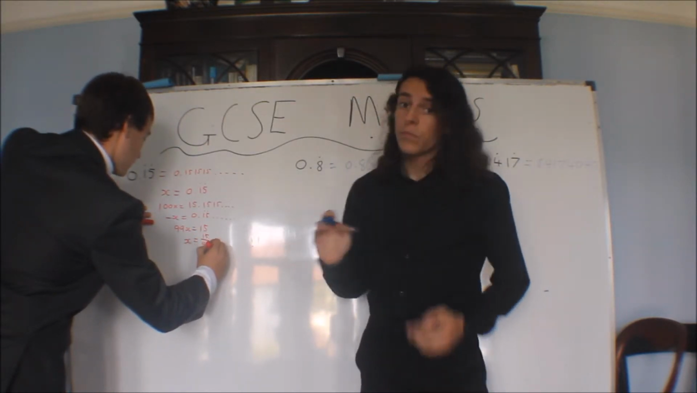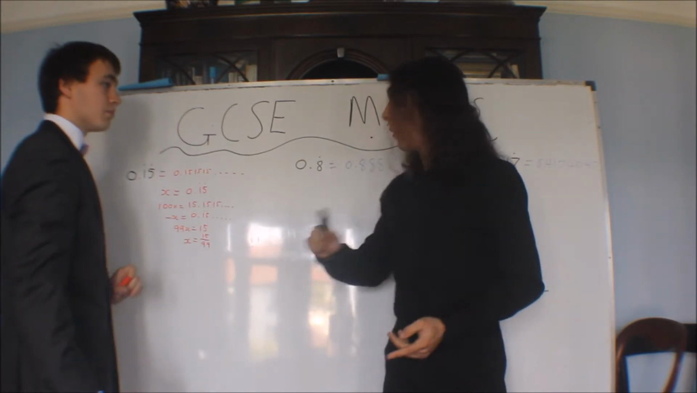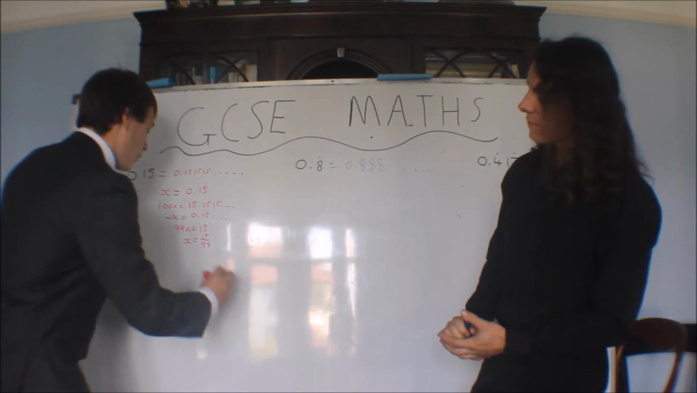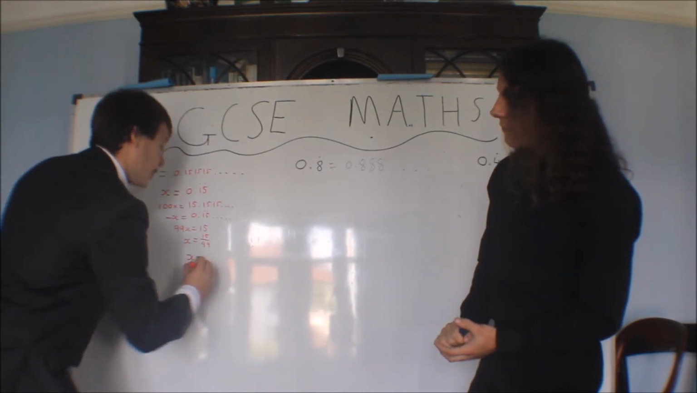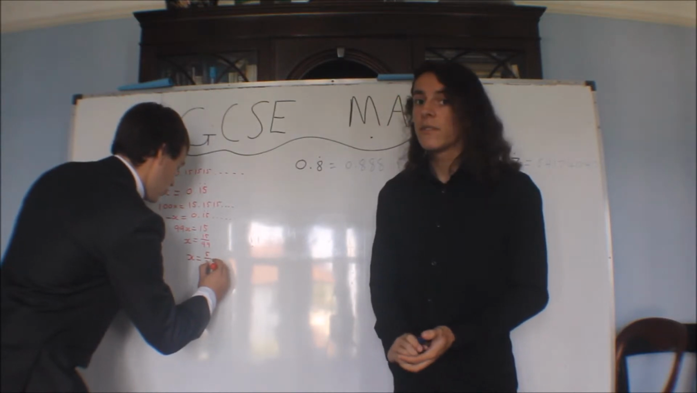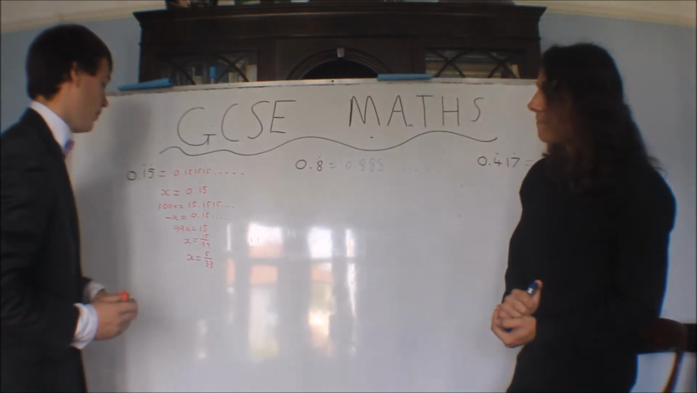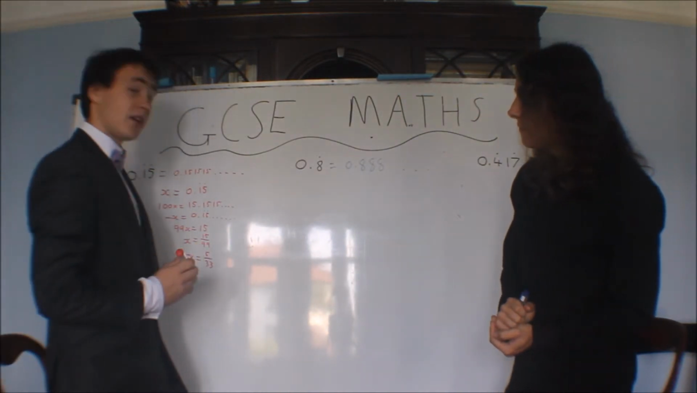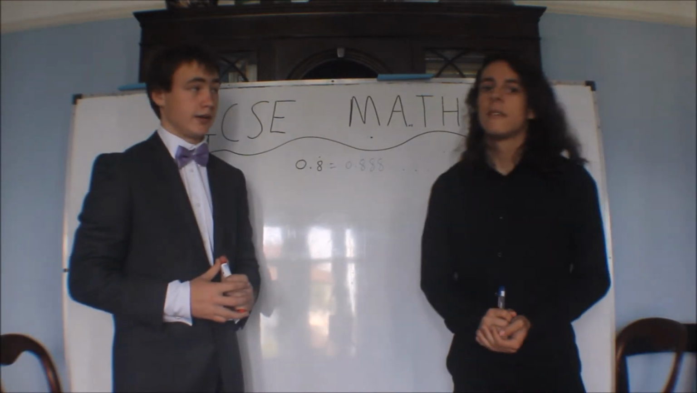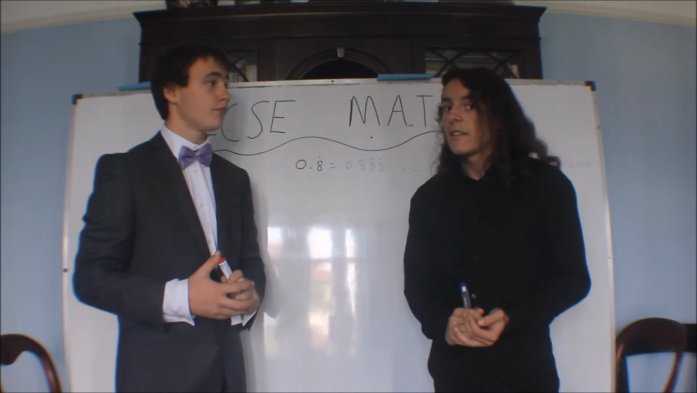Now this one goes one more stage. We need to simplify that. You'll notice that 15 and 99 are both divisible by 3, so as a final answer you could say that x is equal to 5 over 33, which is both of these things divided by 3. Absolutely. And if you type 5 over 33 into your calculator, it should give you 0.15 recurring, which is a much nicer way of writing it.